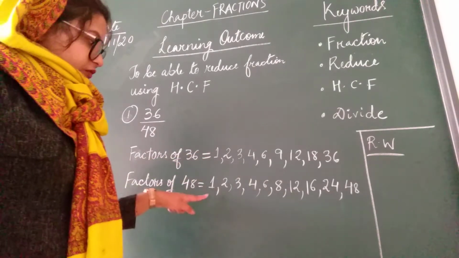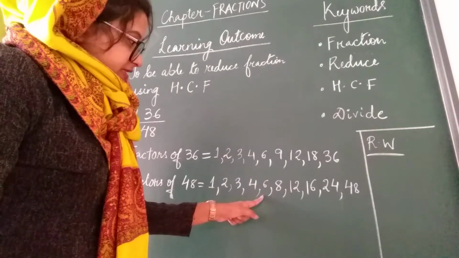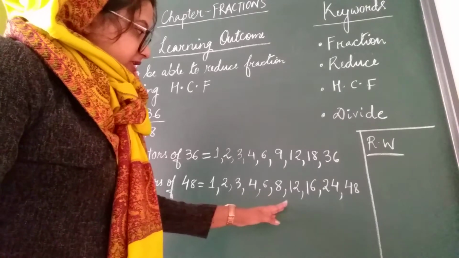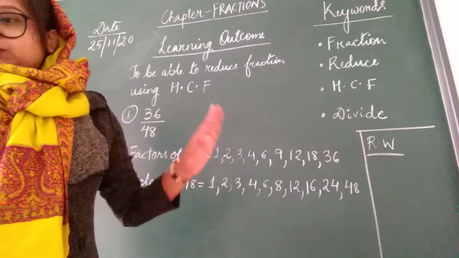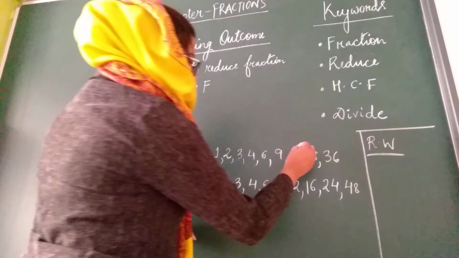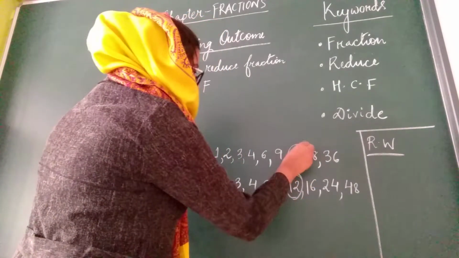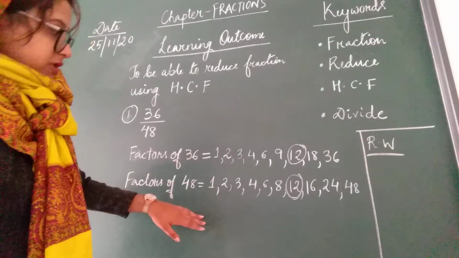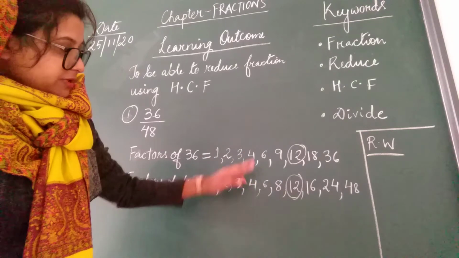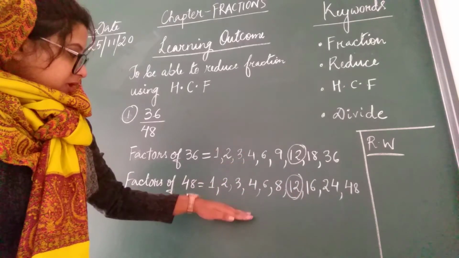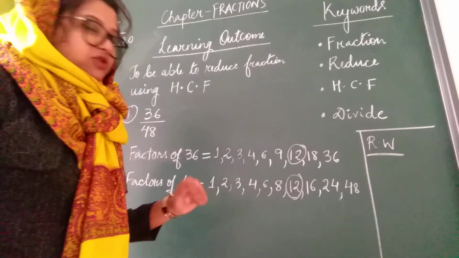Now check. We have 1 common, 2 common, 3 common, 4 common, 6, and after that 12 is common. Then anything else? No. So 12 is the highest common factor. We have many common factors in these two. Like I told you before, 1 is common, 2, 3, 4, these are common in both. These numbers are present in both the factors. So 12 is the highest among all these common factors.